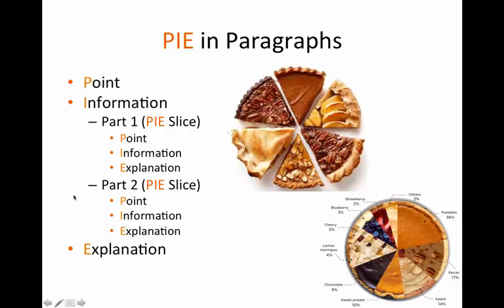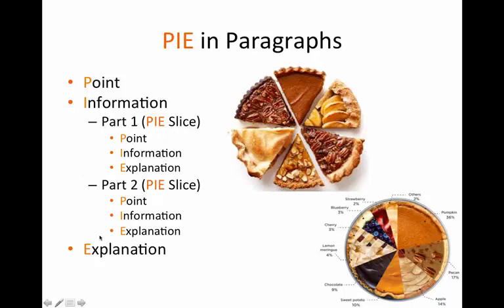So this big chunk of information, maybe you can think of these as little pie slices, and then you have the explanation that ties all of the information in the middle to the point at the very beginning. So that's how PIE works in these body paragraphs. That's how you can structure it, and you can almost highlight some paragraphs and see how they're structured this way. And this just makes a cleaner thought process.